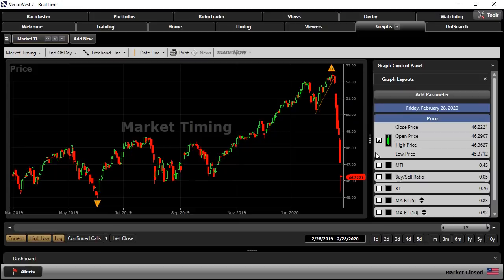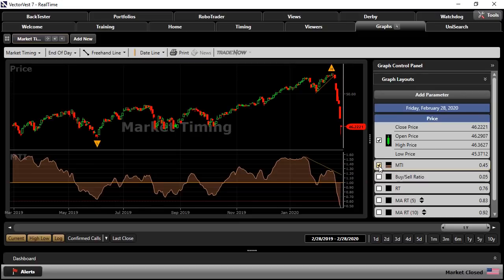I'm now going to put on the MTI, or the underlying trend of the market. Let's put that on, and there we go. This indicator is cast on a scale between 0 and 2. It looks at 3 things: the price of the VectorVest composite, the buy to sell ratio, and the RT to give you the underlying trend of the market. We can use this indicator in a couple of ways. One, when the market is at a top, getting toppy, the MTI will get to a level of about 1.5. That is another good heads-up indicator prior to a market falling.